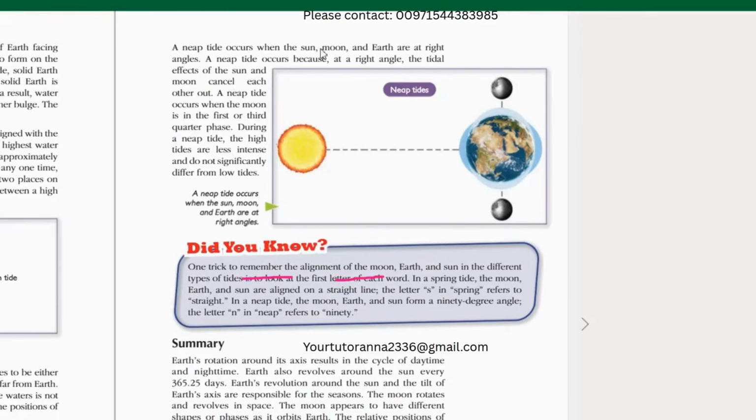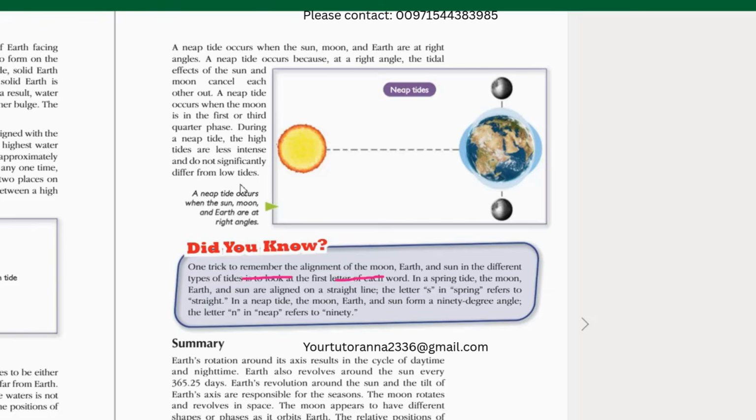A neap tide occurs when the sun, moon, and earth are at right angles. Remember, keep this in mind, right angles. A neap tide occurs because at a right angle, the tidal effects of the sun and moon cancel each other out. A neap tide occurs when the moon is in the first or third quarter phase. During the neap tide, the high tides are less intense and do not significantly differ from low tides.